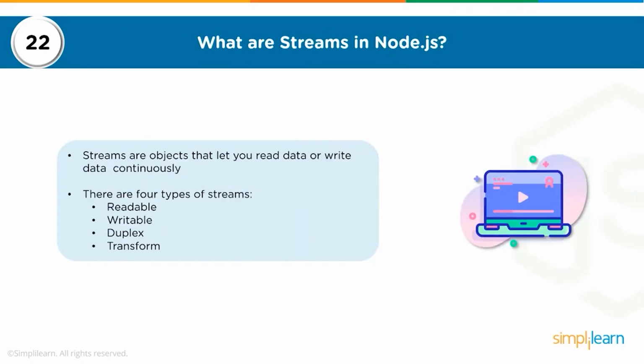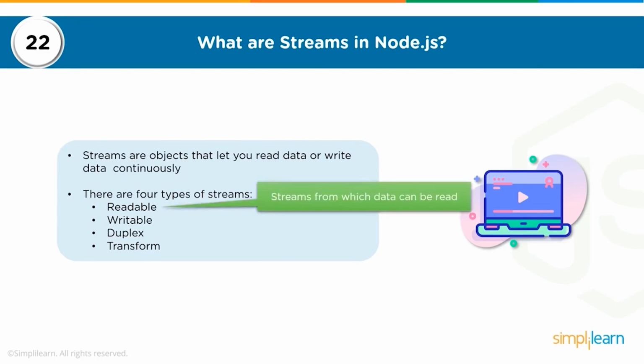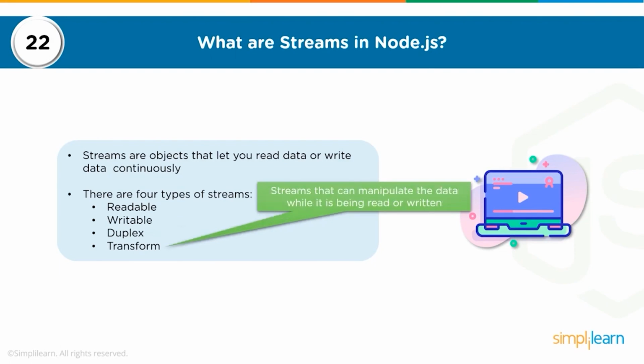So what are streams in Node.js? Streams are objects that allow you to read and write data continuously back and forth within your application. And there's really four different types of streams: readable, writable, duplex, and transform. The readable one is streams from which data can be read. The writable is streams that you can write to. A duplex is a stream that is both readable and writable. And transform are streams that can manipulate the data while it is being read or written.